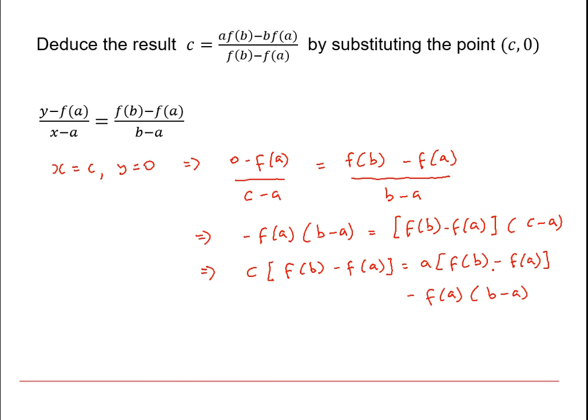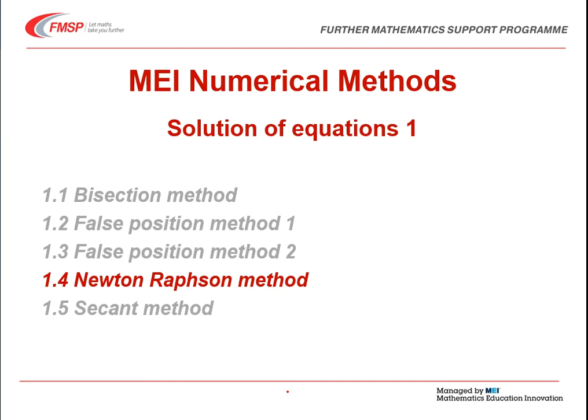And then two of the terms on the right hand side will cancel, and if we divide both sides by f of B minus f of A, we arrive at the formula up at the top here. So that concludes the video on the false position method, part 2, and in the next video we'll be looking at the Newton-Raphson method.